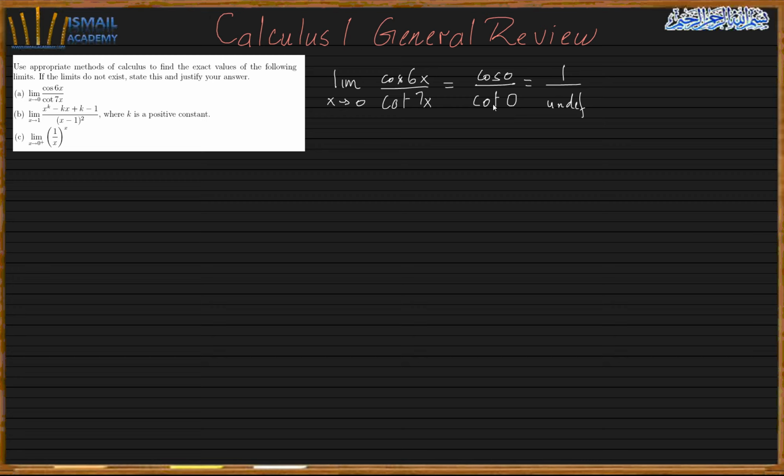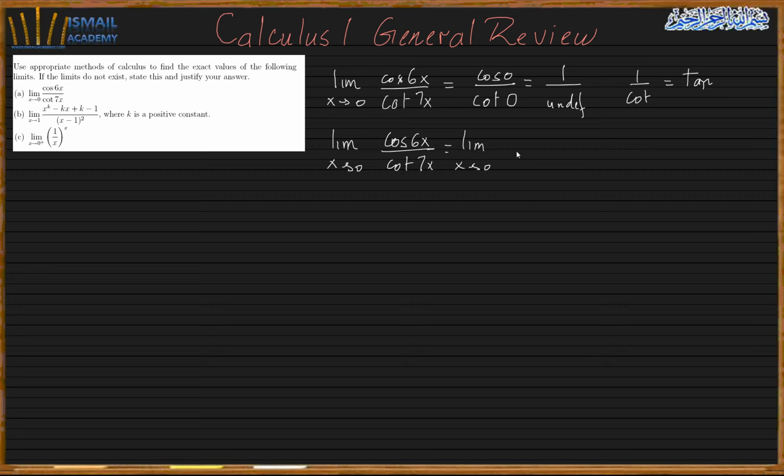This is very simple, so I don't need to change cotangent to sine or to cosine over sine. What I need to do is change cotangent to tangent. We know that 1 over cotangent is equal to tangent. So the limit when x goes to 0 of cosine 6x over cotangent 7x is in fact the same thing as the limit when x goes to 0, where 1 over cotangent will become tangent.